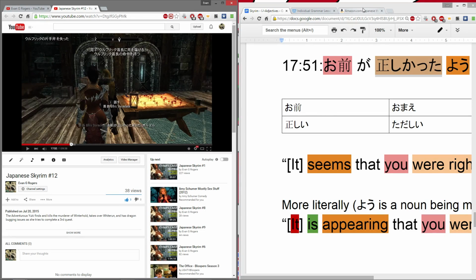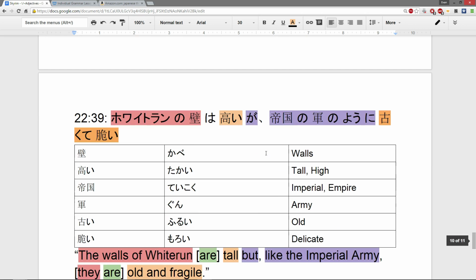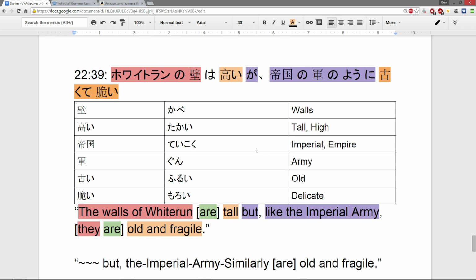Tarashikatta is once again a past tense e-adjective. Let's move on to the next slide. Oh, here's a long one. They're talking about invading Whiterun. 2239. Whiterun no kabe wa takai ga teikoku no gun no you ni furukute moroi.